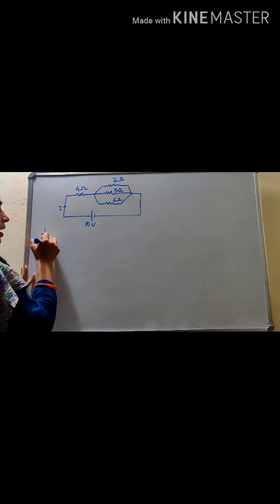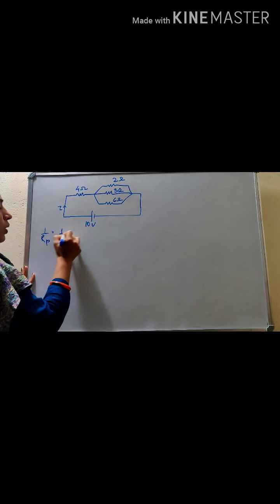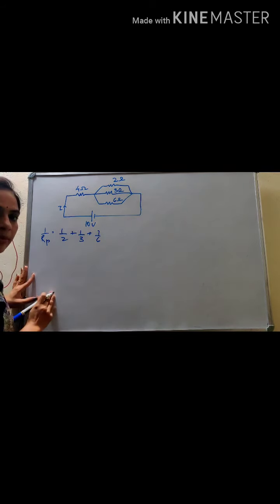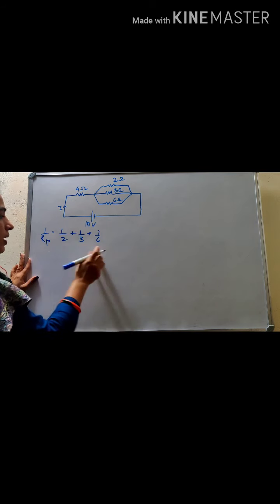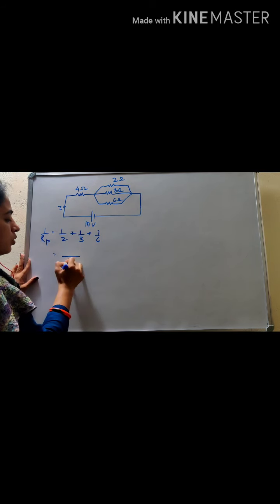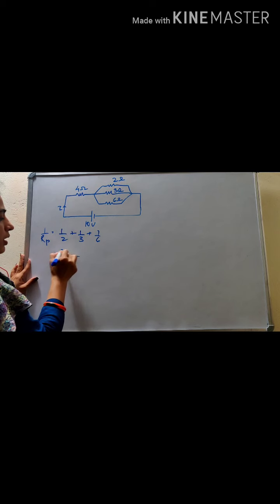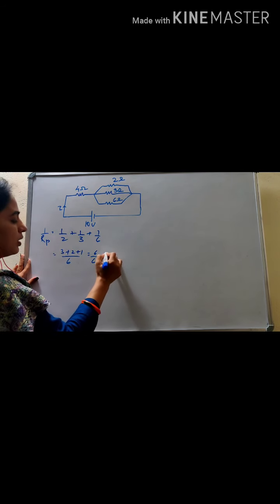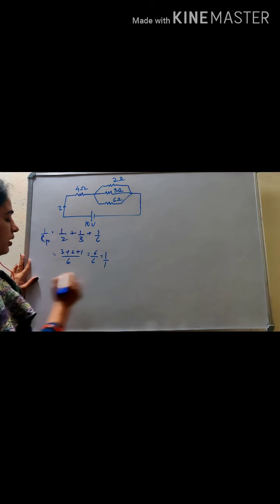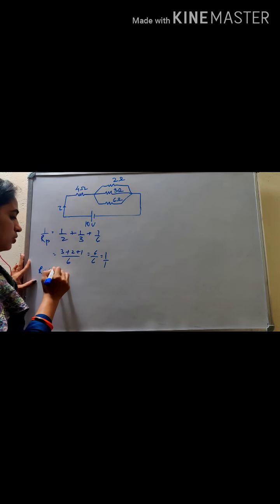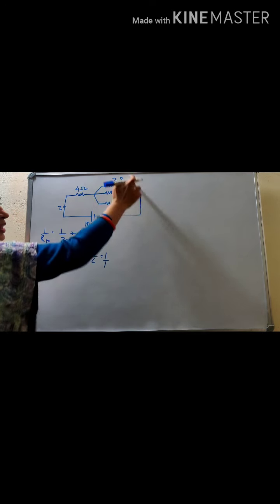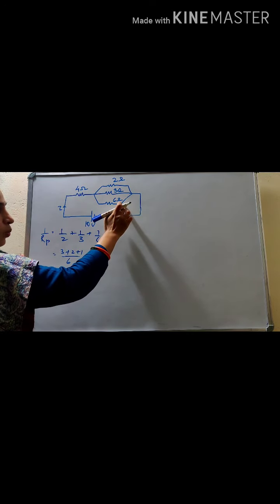So we know 1 by Rp is equal to 1 by 2 plus 1 by 3 plus 1 by 6, that is 1 by R1 plus 1 by R2 plus 1 by R3. LCM is 6, so that is 3 plus 2 plus 1, 6 by 6, that is equal to 1 by 1. So Rp is equal to 1 ohm. Okay. We got the equivalent of this network is 1 ohm.